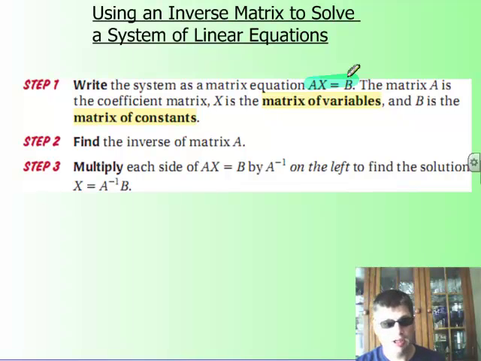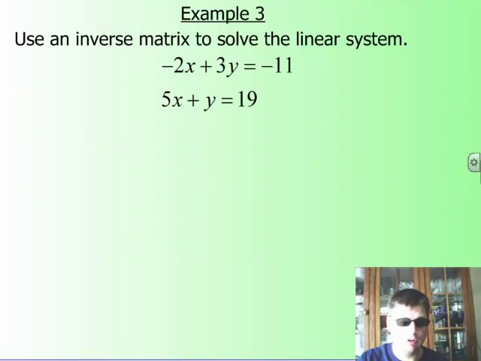So let's take a look at this. When we have it set up, then we're going to go ahead and solve it just like that last problem. We want to make sure that both our equations are in standard form before we begin. And so here we have negative 2x plus 3y is equal to negative 11, and 5x plus y is equal to 19.